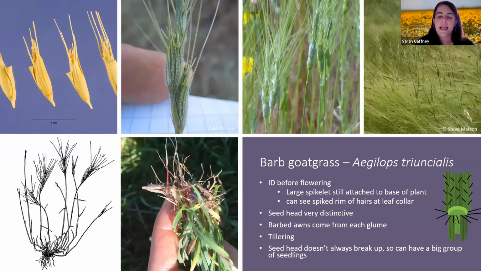And so this is a tillering species. So it means it can create little baby individuals off of a main plant, but also you can have a long seed head that has 4 or 5 seeds on it, and that seed head doesn't always break up. And so if that lands in the soil, then all of those seeds can germinate, and it's going to look like it's a bunch grass, but it's not really. You'll just have a big group of seedlings clustered together.